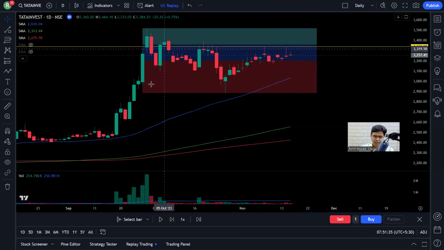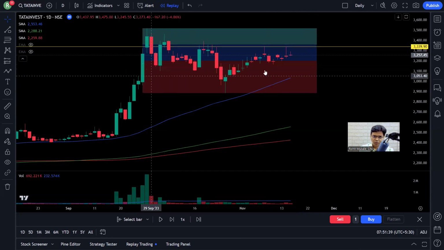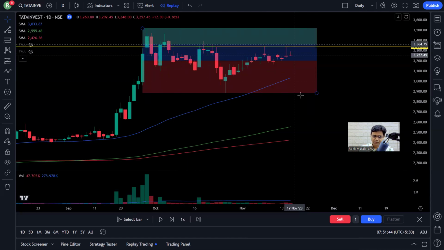Step number 1 is high volume rally. So you see this is a high volume rally. Step number 2 is low volume consolidation. So in this consolidation, you see low volume. And step number 3 is a high volume breakout. This is what I want to see.